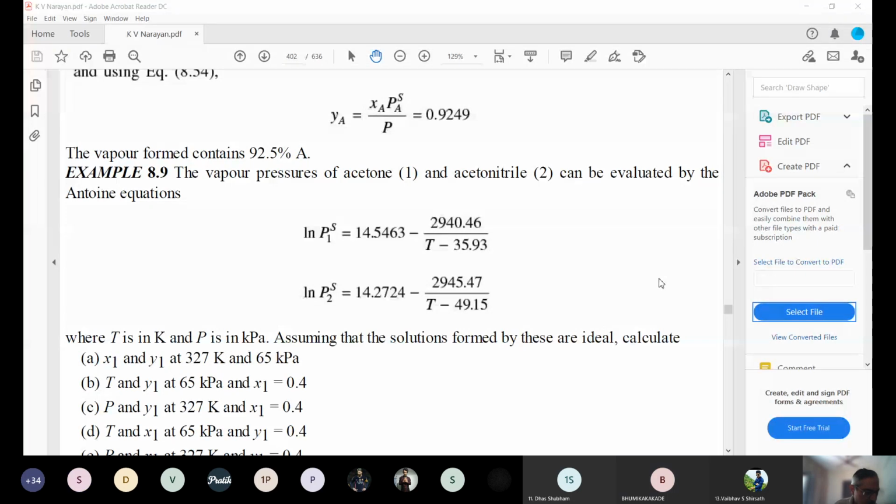Okay, so once we know P1s and P2s and we know x1 is 0.4, can we find out the total pressure P? P is equal to P2s plus bracket P1s minus P2s into x1. Find out P.